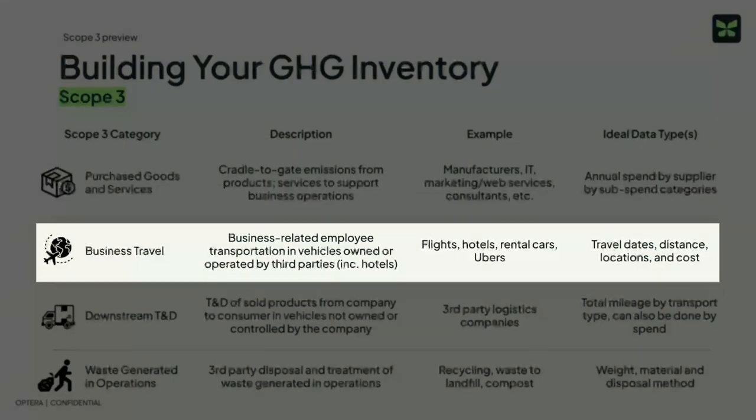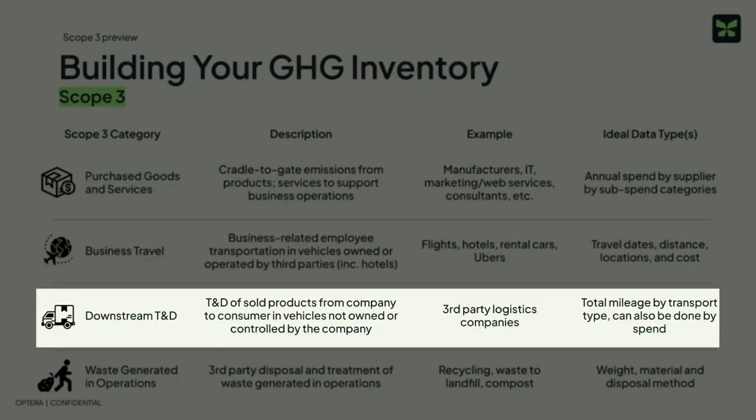Business travel is another Scope 3 category that can include hotel stays, flights, rental cars, use of Uber, and others. For this category, organizations should collect data on travel type, dates, distance, location, and cost. The downstream transportation and distribution of sold products is another category, encompassing third-party logistics services used. Such activities can be reflected in data including total mileage by transport type, or with certain spending data.